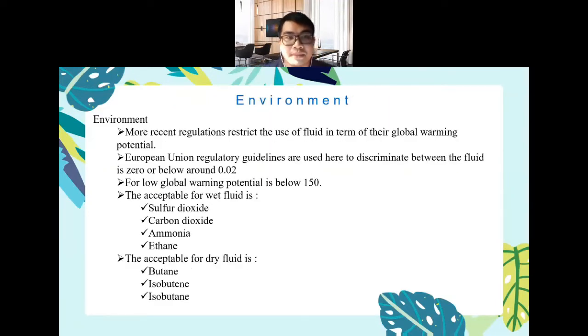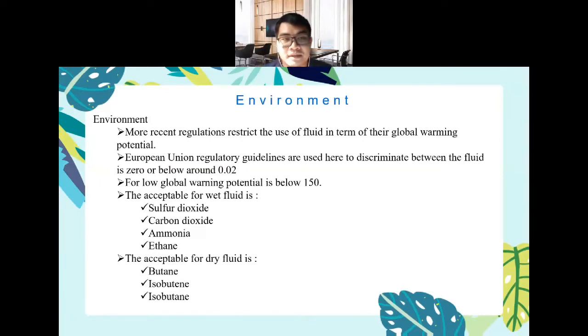For the environment, more recent regulations restrict the use of fluids in terms of their global warming potential. European Union regulatory guidelines are used here to discriminate between the fluids: ozone depletion potential is 0 or below around 0.02. For low global warming potential, it must be below 150.